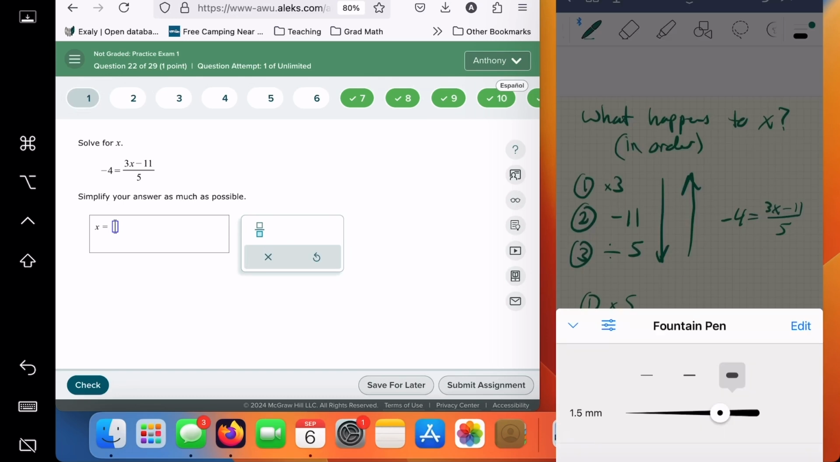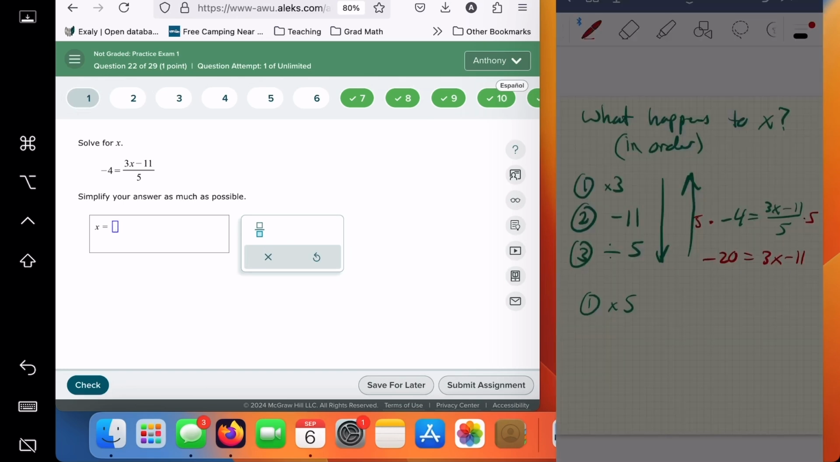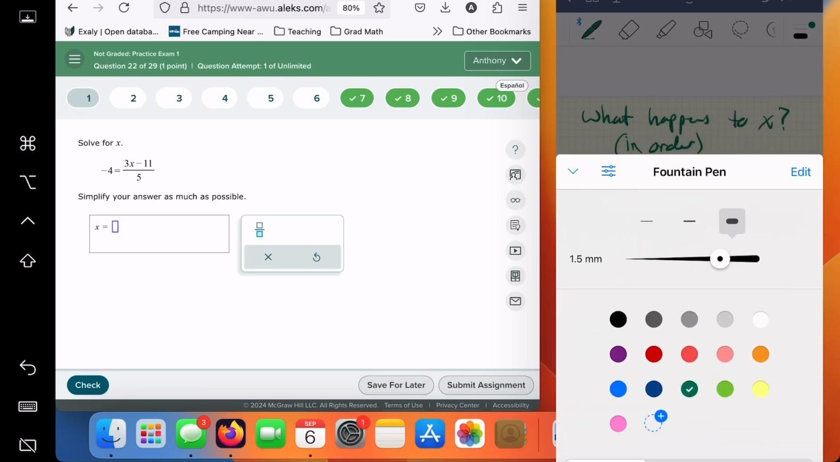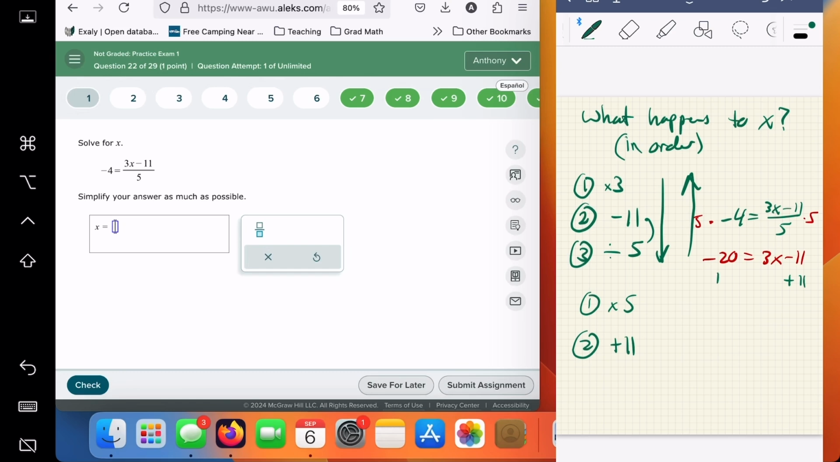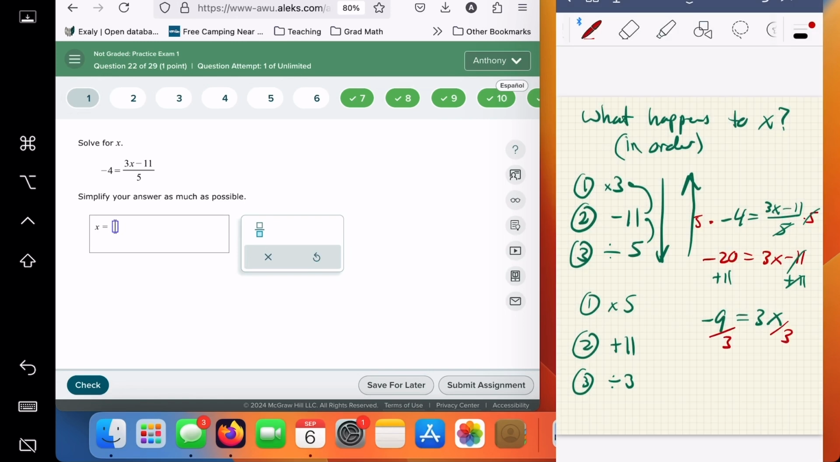The first thing I'm going to do is multiply by 5 on both sides. So now I have negative 20 is equal to 3x minus 11. What's the second thing we do? If I go up in my list, instead of subtracting 11, I want to add 11. If I add 11 to both sides, these cancel, just like the 5s canceled. And negative 20 plus 11 is negative 9, equal to 3x. What's the last thing I want to do? The opposite of multiplying by 3 is to divide by 3. I'm going to divide by 3 on both sides. And I get minus 3 is equal to x. X is negative 3. There we go.